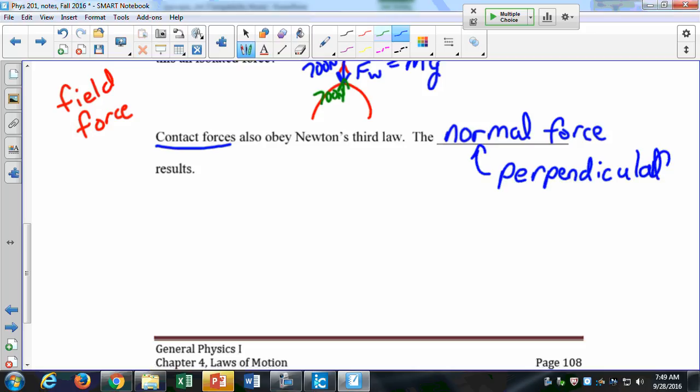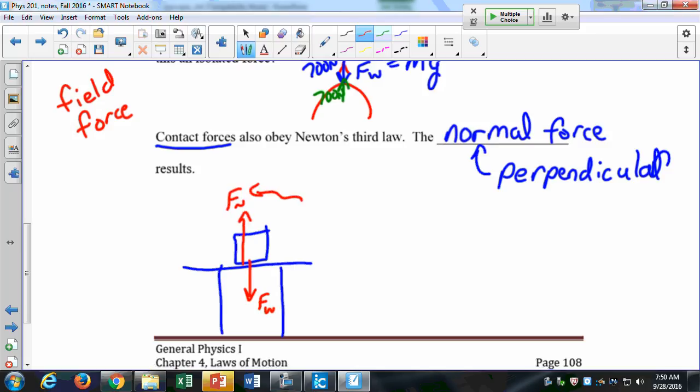The normal force is always perpendicular to the surface. Imagine I have an object that sits on a surface. I have two forces that are acting on this. I have the weight, Fw, and then I also have an equal and opposite force that is the normal force. This normal force is the table pushing back on the block.